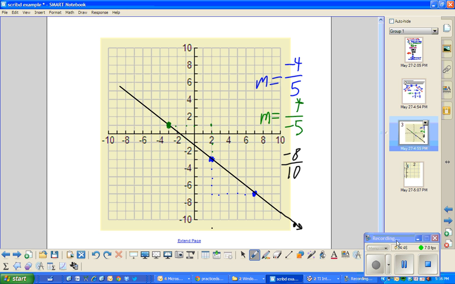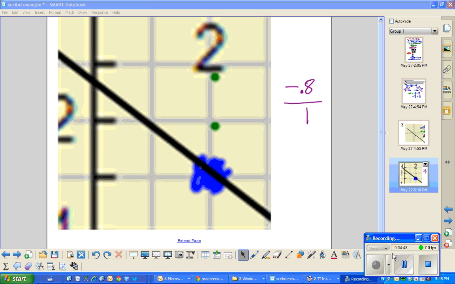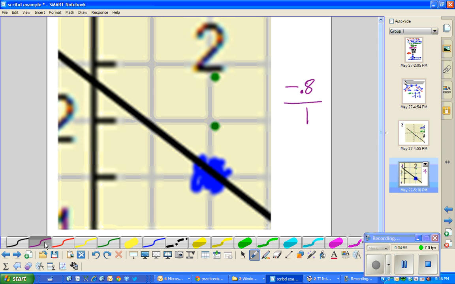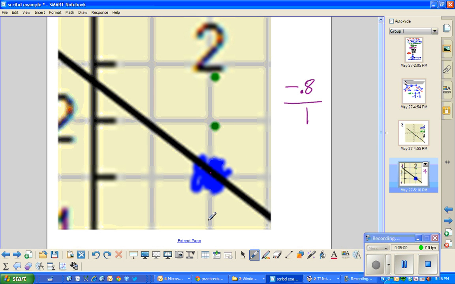And lastly, we could think of this as negative 0.8 over 1. And if we did that, and we started at our point, we'd go down, and here's almost 1. Here's 1 unit. So maybe there's negative 0.8. Okay, we went down, and then to the right, 1 full unit, and there you go. We have our 2 points, and that makes a line as well. That slope is just the same as our original. So those are a few ways to represent negative 0.8 as a slope.